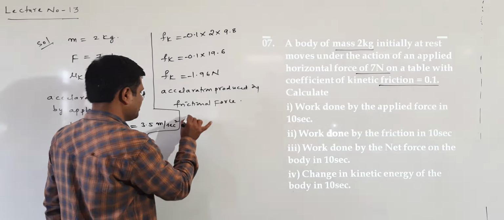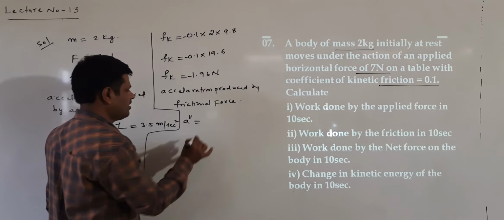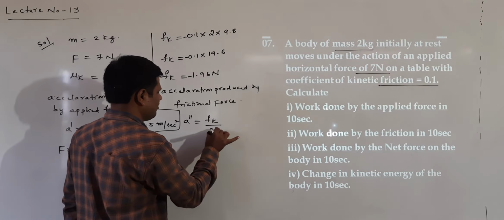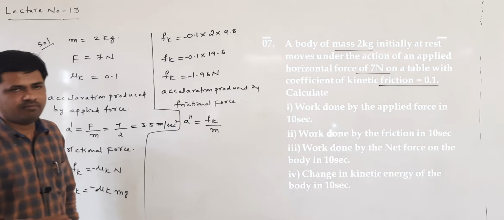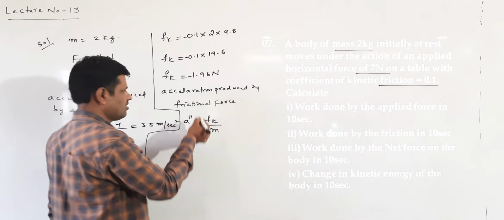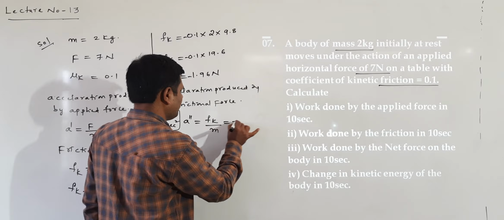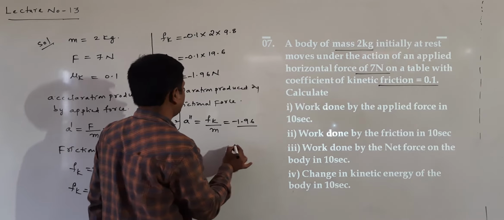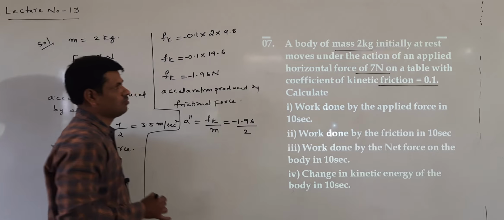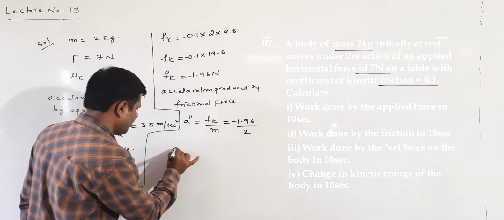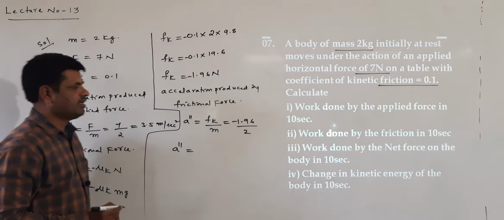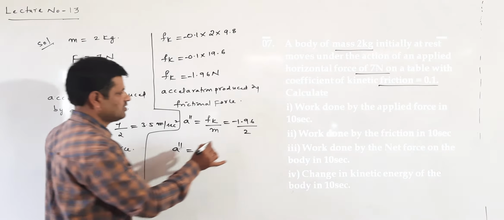Now what am I writing here? That is A double dash. A double dash can be written as Fk by m. Acceleration is equal to force by mass. Here the frictional force divided by mass. Now here it is minus 1.96 by mass, which is 2 kg. Now A double dash is equal to, we are getting the acceleration.